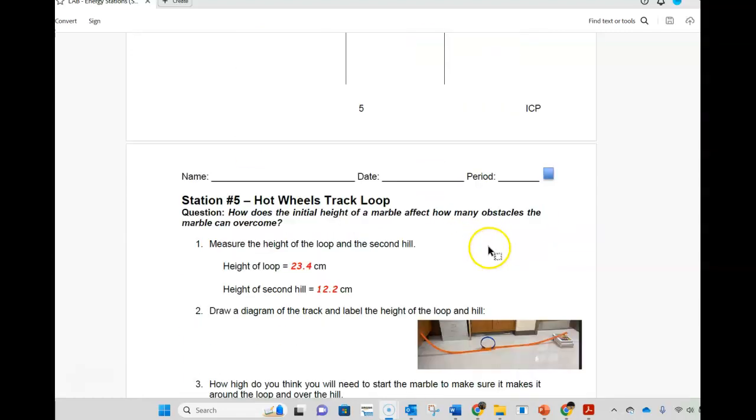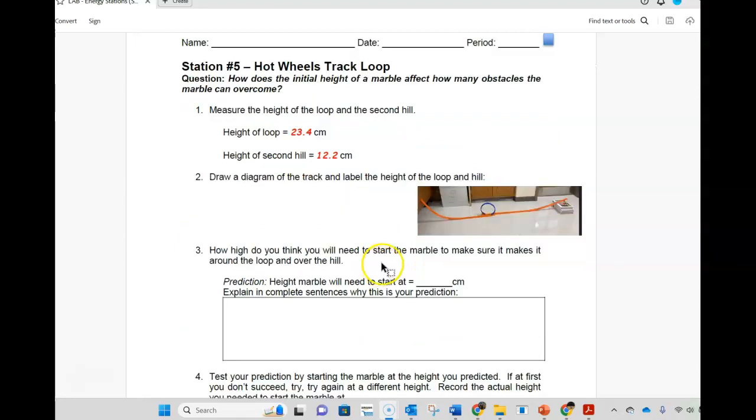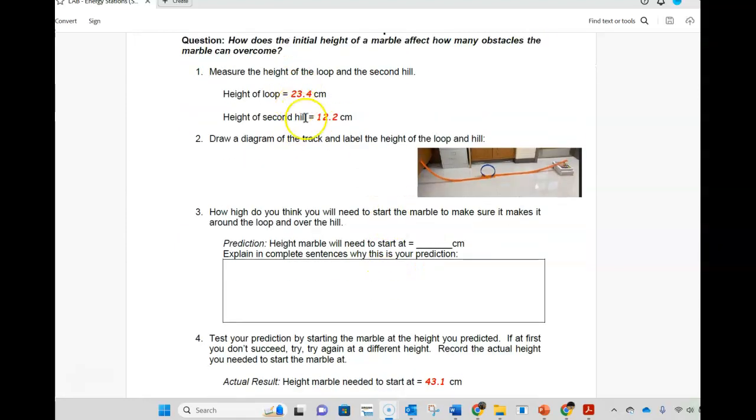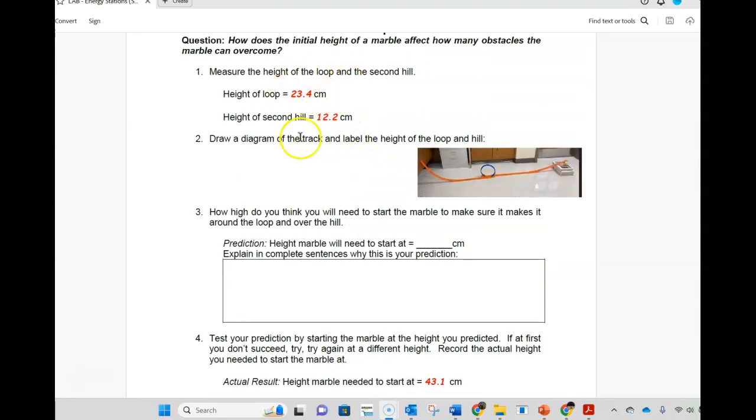For station 5, which is the last one, you were measuring, after you measured the height of the loop and the height of the second hill, you were supposed to predict how high you needed to start the marble. We told you the actual height it took us for it to go through the entire thing. You can put that information in and then explain. But we really want you, after this information, to calculate what you think the height should be before you actually move on.